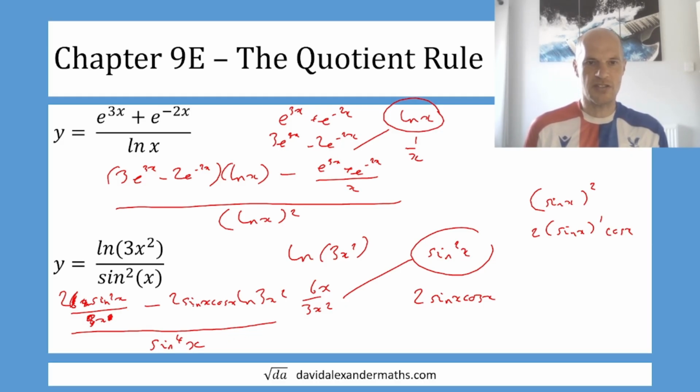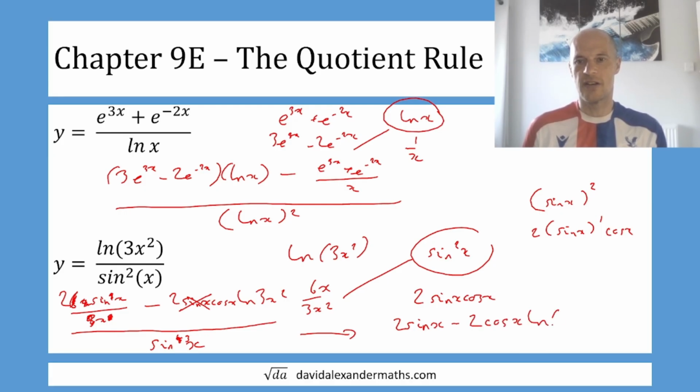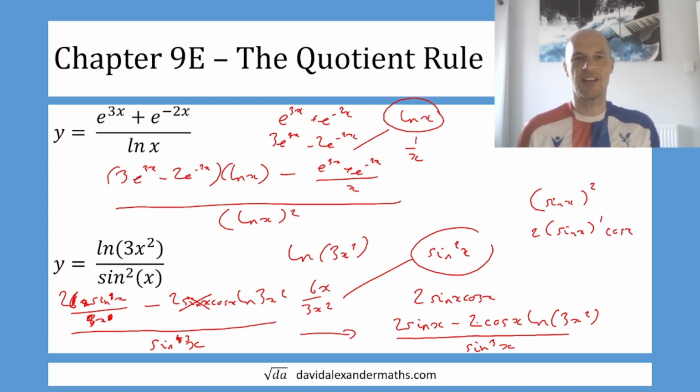Okay, and we can see that we've got a sine x in all of them, so if I can take out 1 sine x here, I can take out 1 here, and I can take out 1 here as well. So the final answer will be 2 sine x minus 2 cos x ln 3x squared, and that is going to be all over sine cubed x. Okay, so yeah, two particularly unappealing looking equations there, but they are both the derivatives of what we were presented with to begin with.